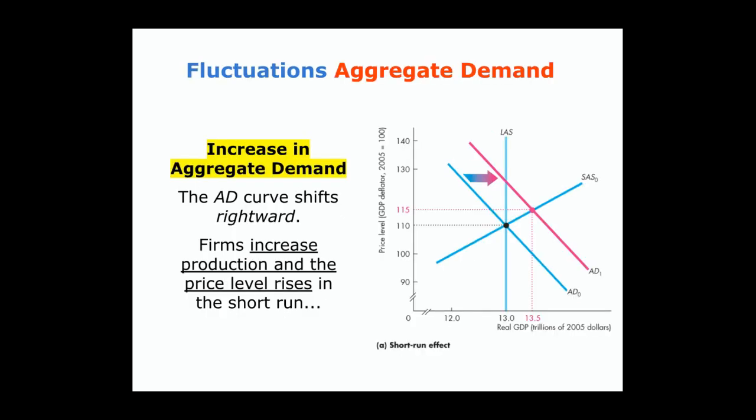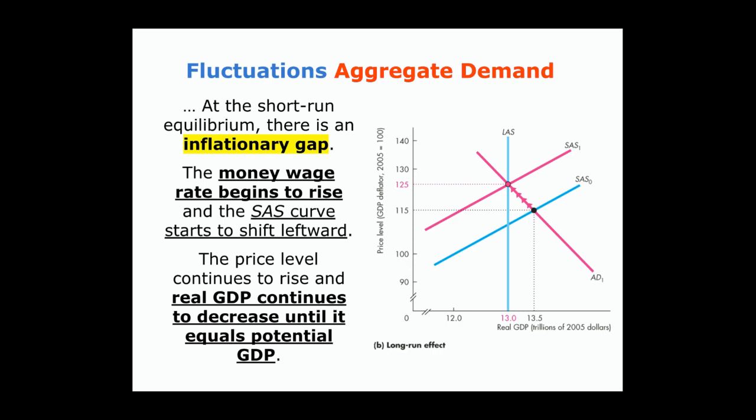So when aggregate demand fluctuates, the aggregate demand will move to the right. Firms will increase production because there's more demand, and the price level rises. And in this case, we now have an inflationary gap. The short run macroeconomic equilibrium occurs to the right of the long run or potential GDP. We're operating beyond full employment. This is when the economy is overheated and we have this inflationary gap.